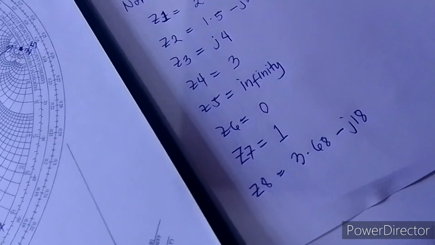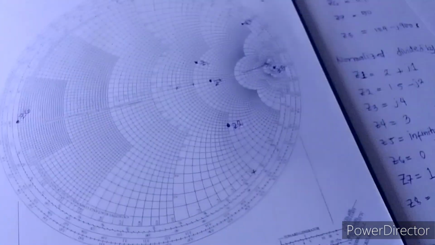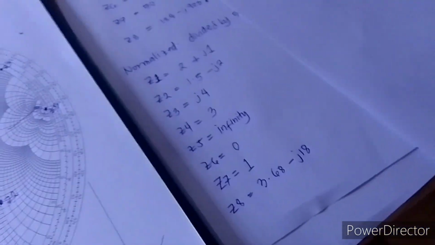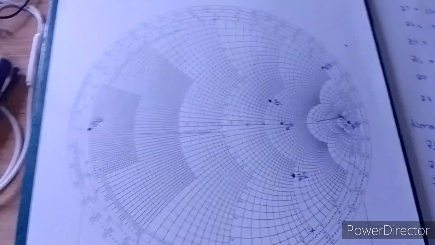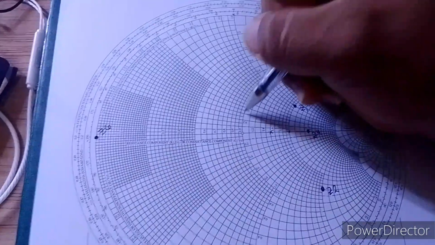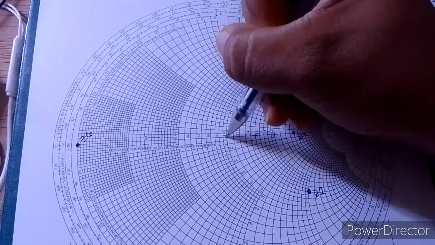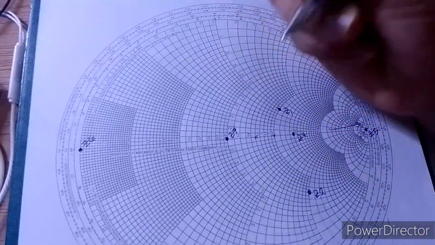Next we're going to plot the impedance 7, which is 1. Basically 1 here is along the center of the Smith chart. So this is the center, and we're going to name this Z7.